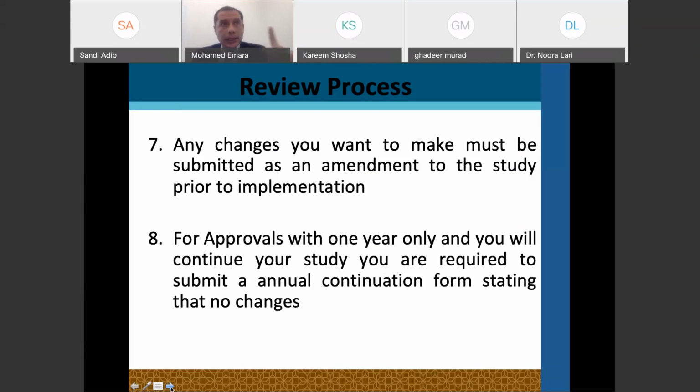For all approvals with one year, if you get an approval for one year, which is expedite, for example, or full board, you will continue your study as required. And if you want to continue your study, you have to submit an annual continuation form stating that there are no changes. From our side, it's very hard for us to remind every single one that his approval letter is almost expired. So please notify yourself or put a note for yourself, if you're going to continue the study, that you need to apply for a renewal of this. And this is also very straightforward.